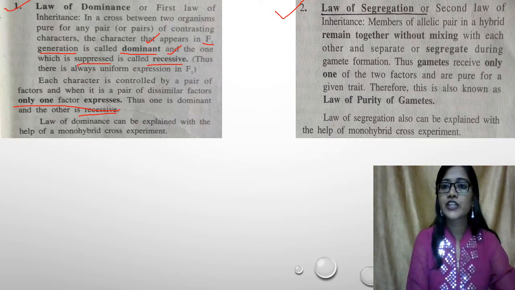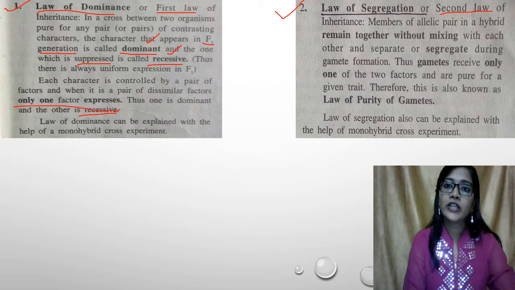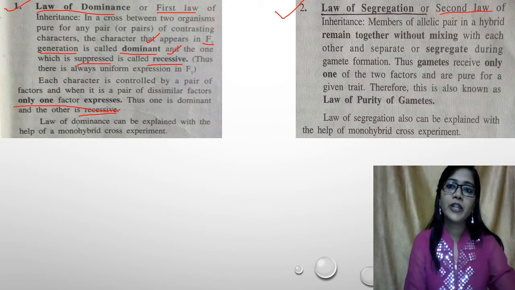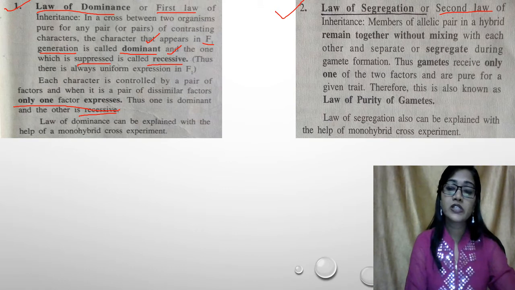So law of segregation, law of separation, or second law of inheritance. This is known as first law, law of dominance, that you have to remember. Okay, and law of segregation is known as second law of inheritance. In this, members of an allelic pair in a hybrid remain together without mixing with each other and separate or segregate during gamete formation. Thus, gametes receive only one of the 2 factors and are pure for a given trait. Therefore, this is also known as law of purity of gametes.